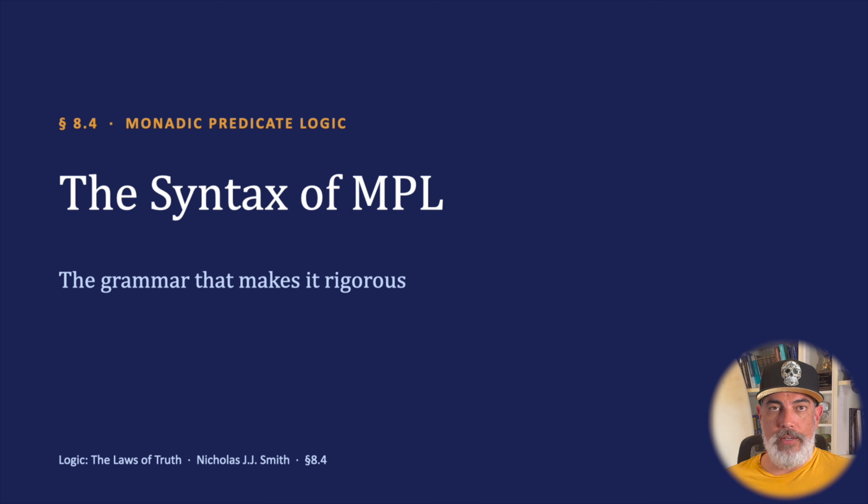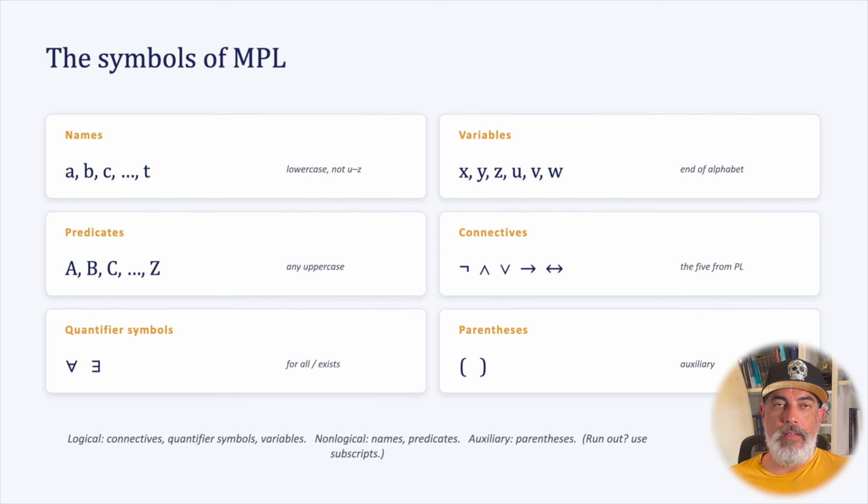So let's get started. Everything legal in MPL is built out of 6 types of symbols. First, we have our names. Those are the lowercase letters a, b, c, all the way through t. Then we have our variables. Those are the lowercase letters u, v, w, x, y, z. Then we have the predicates. Those are the capital letters A through Z. Then our 5 connectives: not, and, or, if-then, if and only if. We have our 2 quantifiers, the upside down A and the backwards E, also known as the universal and existential quantifiers. And we have our 2 parentheses.